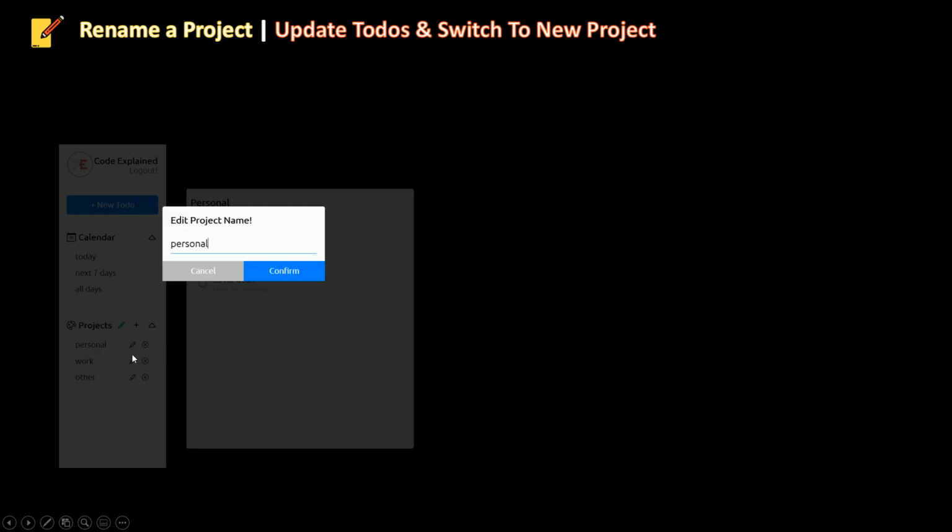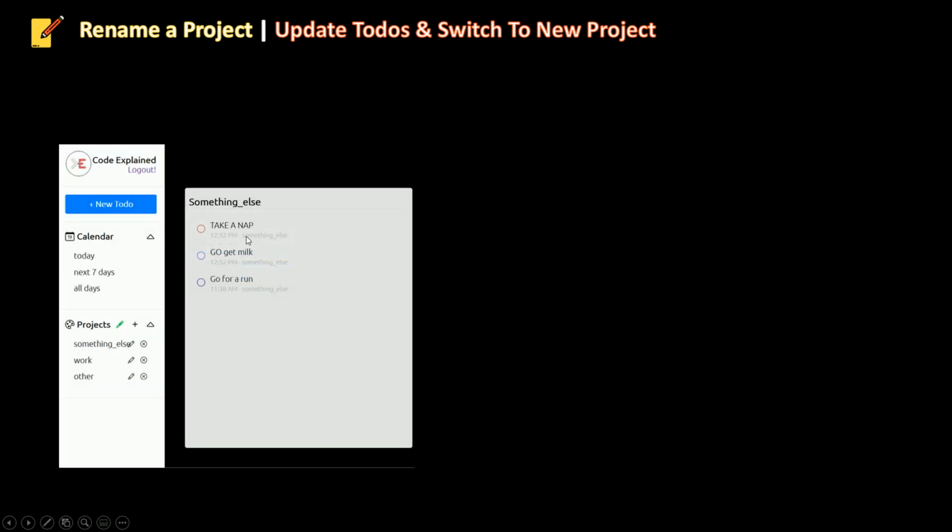So when the user clicks on edit, for example the personal project, and renames this project to something else. Now you can see here in the background that the personal is the selected project. If I click on confirm, the personal project is not there anymore, it's renamed to something else. So we need to switch back from the old project name to the new project name. And also we need to rename or change the project name of all those to-dos with the old project name to the new project name.